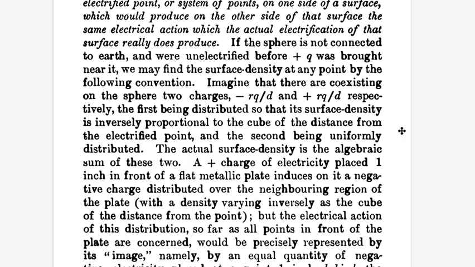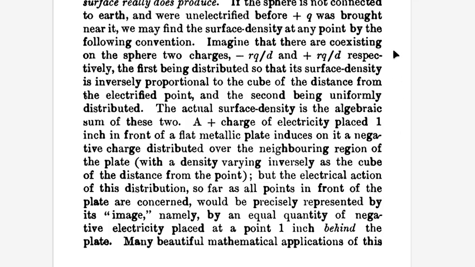Imagine that there are coexisting on the sphere two charges, minus r times q over d and plus r times q over d respectively. The first being distributed so that its surface density is inversely proportional to the cube of the distance from the electrified point, and the second being uniformly distributed. The actual surface density is the algebraic sum of these two.